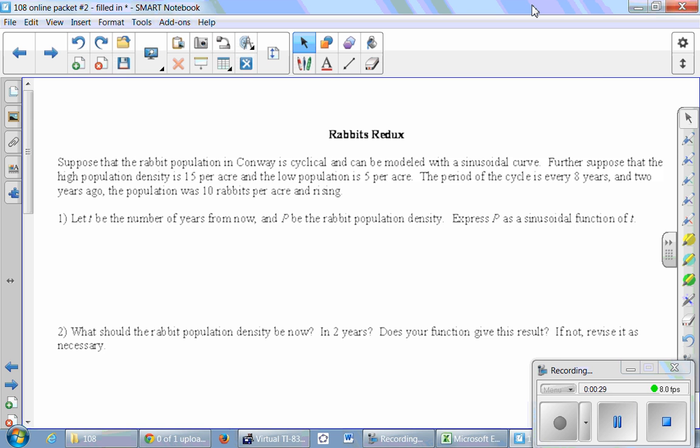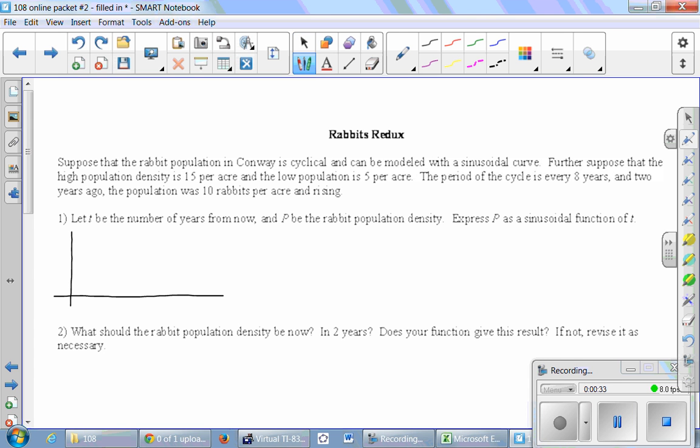First thing I want to do is make a good picture. Okay, so it says that the high is 15 and the low is 5. So I guess we can kind of do this to scale. So 15 at the top, and then 5 here, and then 10 is the middle. That'll be important to us.